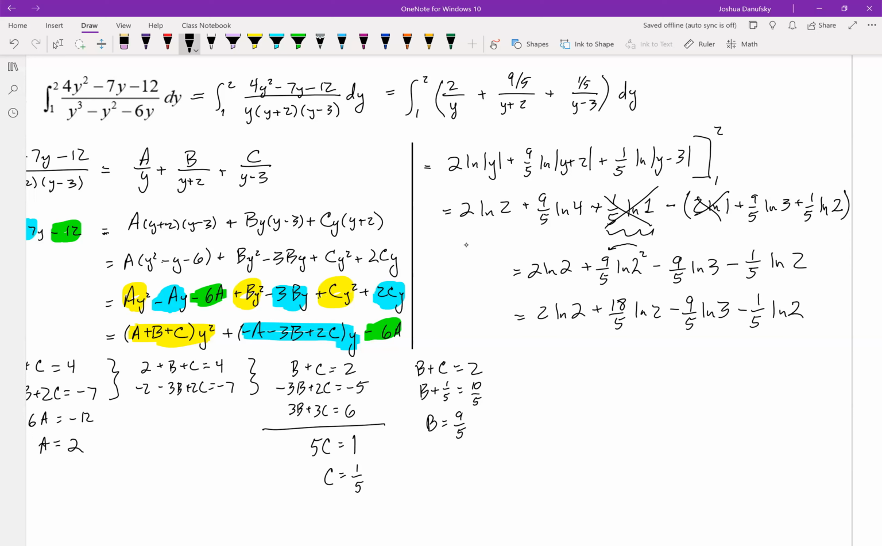Now we'll combine the terms involving ln 2. Let's change this to a 10 over 5. These two combine to 28 over 5, minus this one will give us 27 over 5. So we have 27 over 5 ln 2 minus 9 over 5 ln 3. We could potentially rewrite this in another way, but we'll just leave it at that.